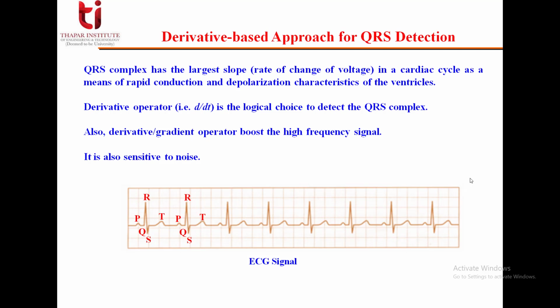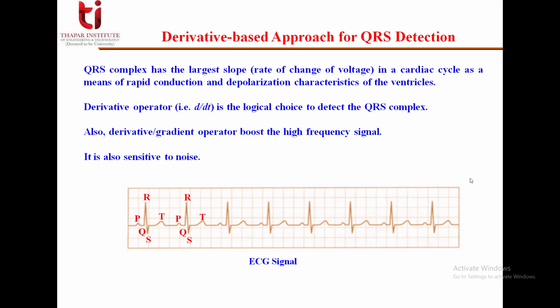The QRS complex in a cardiac cycle is a result of rapid conduction and depolarization characteristics of the ventricle. So it has the highest magnitude in an ECG signal. Now also we know that the gradient, or the derivative operator, mostly boosts the high frequency signal, and it is also sensitive to noise.